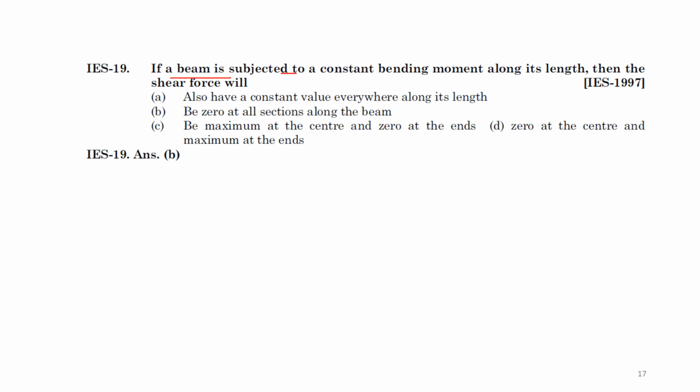So like this question, if a beam is subjected to a constant bending moment along its length, then the shear force will be 0 at all sections along the beam. See, here there is nothing like numerical values, where 0 would be the answer.